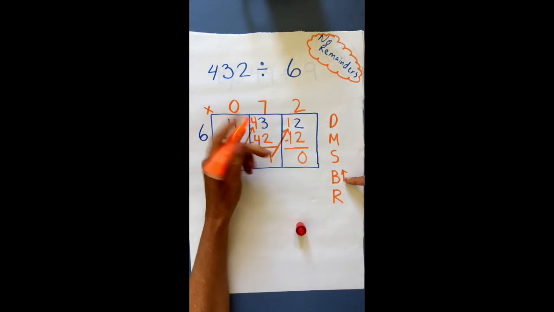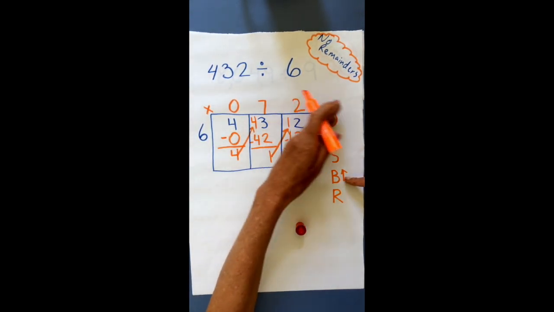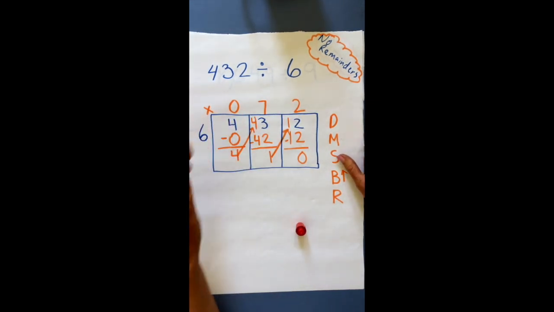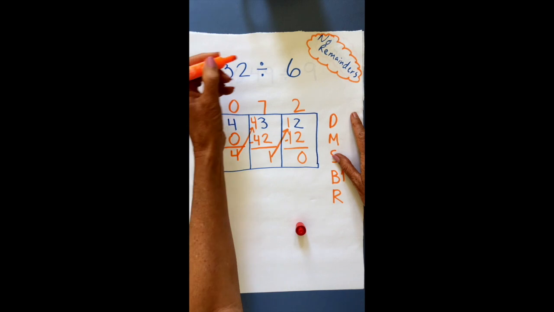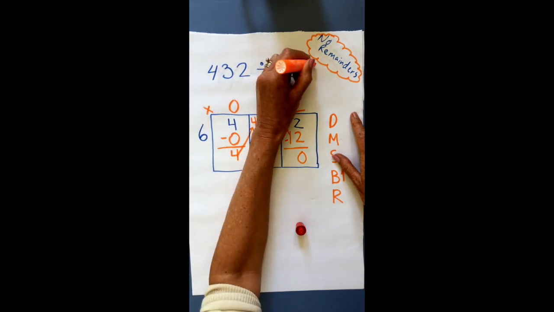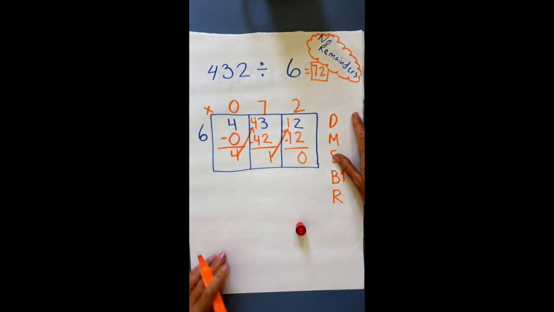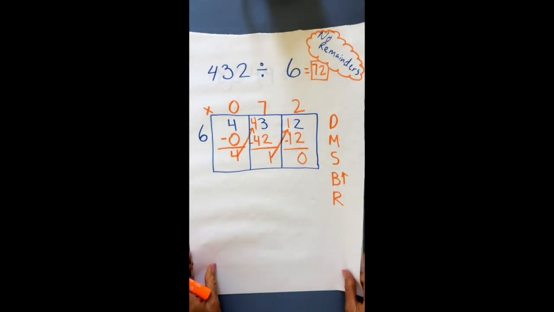And then I'm supposed to bring up. There's nothing left to bring up because I'm finished with all 3 columns, so I'm done. So my answer to this problem here would be 72. Okay, next problem.